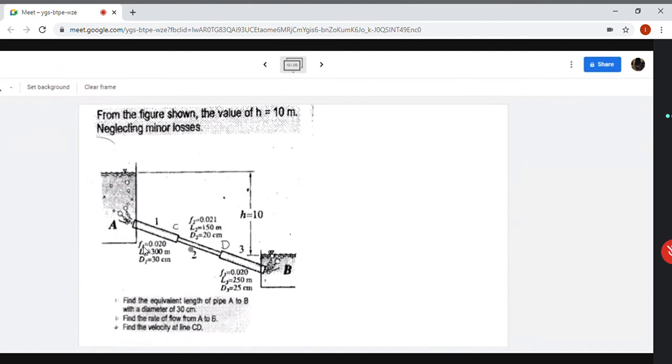Okay. So we are going to find the velocity here. First we find the equivalent length of pipe A to B with diameter 30 centimeters. So instead of separate diameters, you use just one. First, what is the head loss? 10 meters. So the total head loss is 10 meters. We will get the head loss of each pipe.